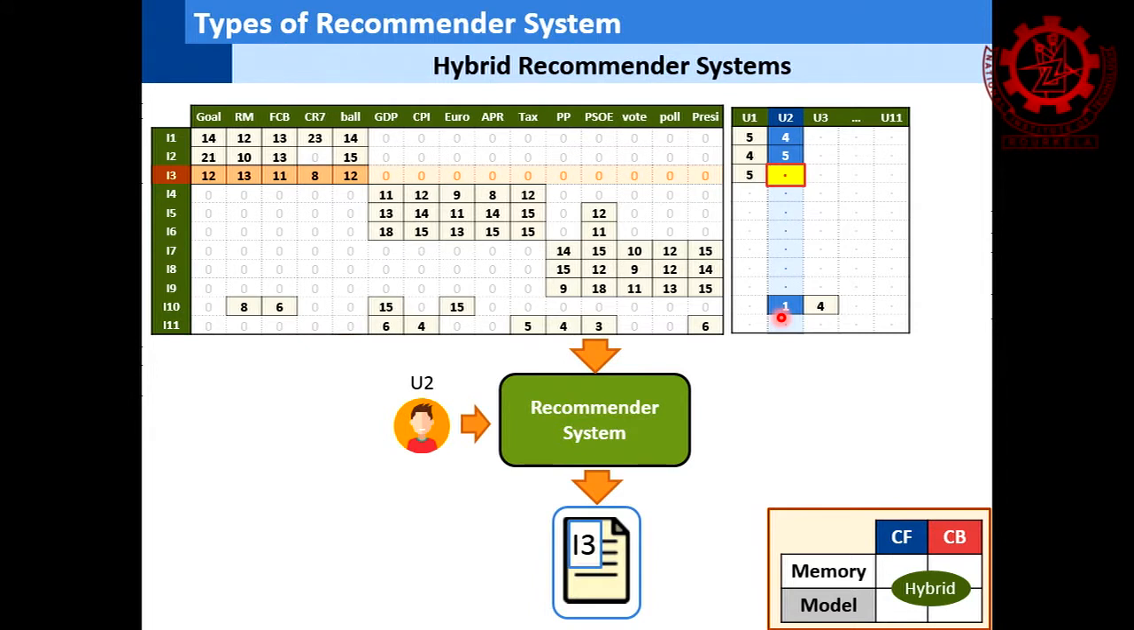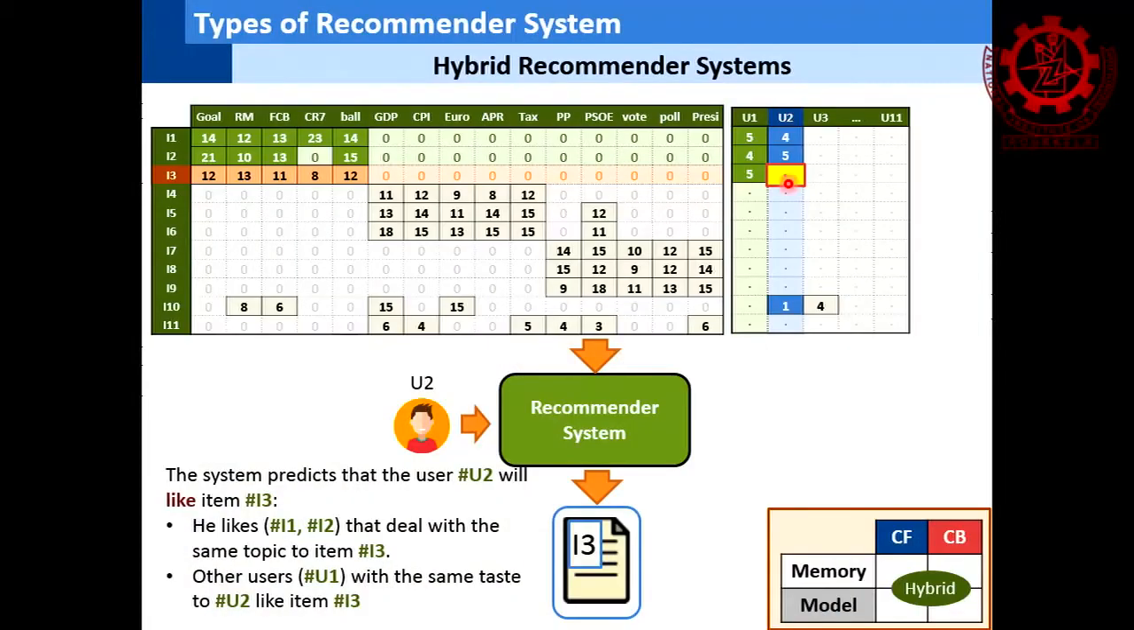And so here we provide the following recommendations. The item I3 is very typical. The recommender system has been well developed. This will be the recommendation. Why? There are two important reasons to predict this item. The first one is because the user likes item 1 and item 2, and these two items deal with the same topic as item I3.